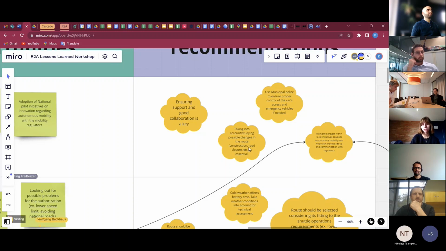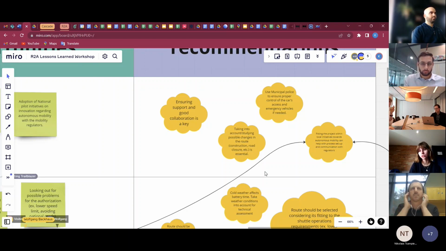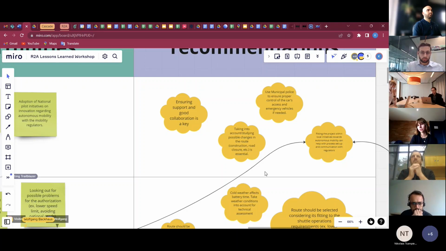Also later on in the actual implementation and operation, I'm also going to talk about this a bit, is the fact that studying possible changes in the route is really important. And out of that, there should be some kind of a buffer of extra time for some changes and constructions and road closures, or an extra vehicle should be provided, because there were always some kind of drawbacks and issues which caused delays. So it's either taken into account by studying possible changes or being prepared for vehicle replacement in case something happens.